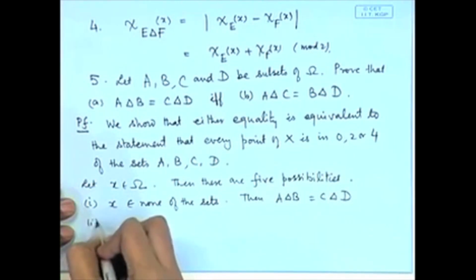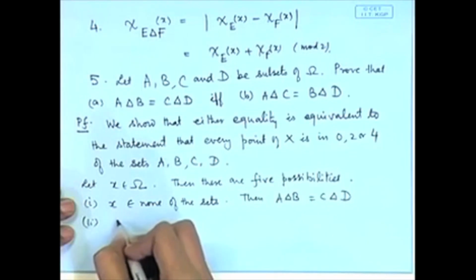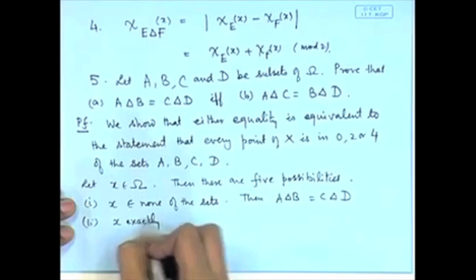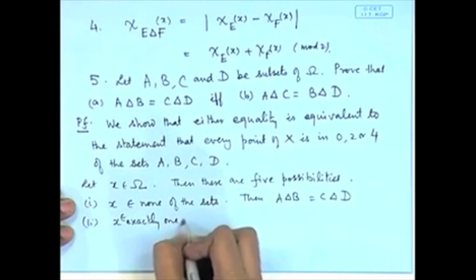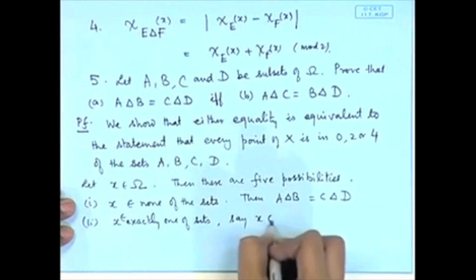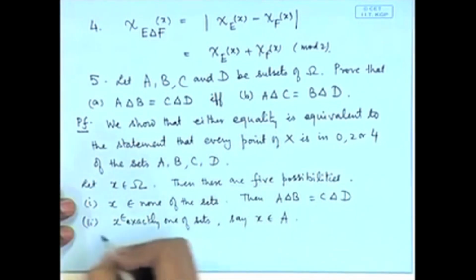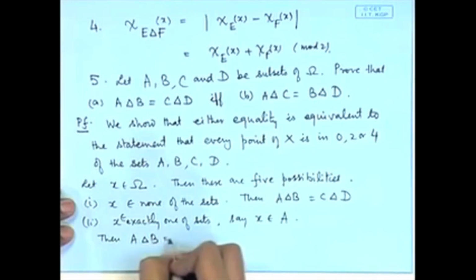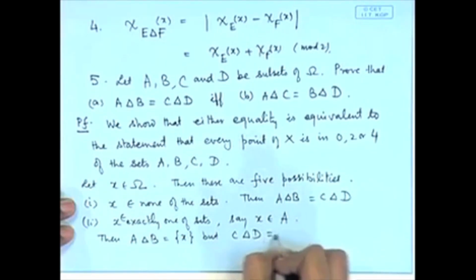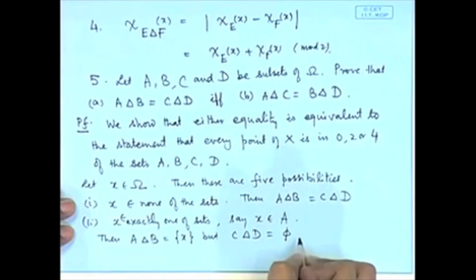If we consider x belongs to exactly one of the sets, say x belongs to A, in that case A delta B will consist of the point x and C delta D will not include this point.